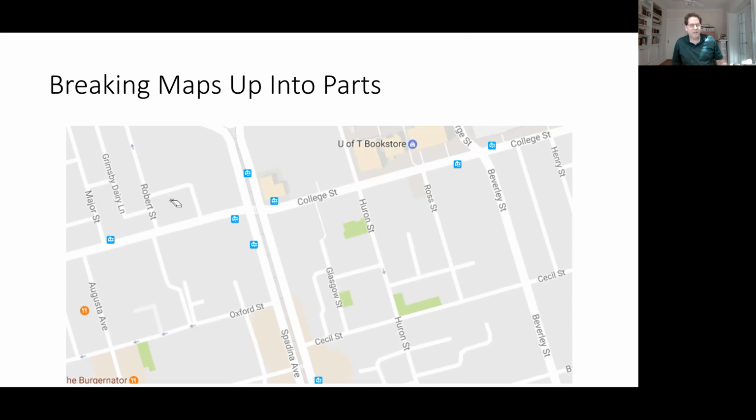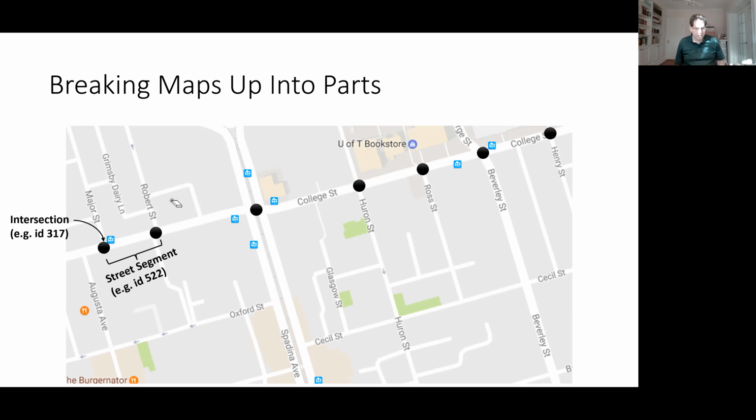Diving a little deeper, how do we represent these city maps? So what's the underlying data that you're going to be working with? The way we represent a city map is we have intersections, which, as I talked about in lectures, we can think of as nodes in a graph. And each intersection has an ID. So this might be intersection number 317, and that would identify it.